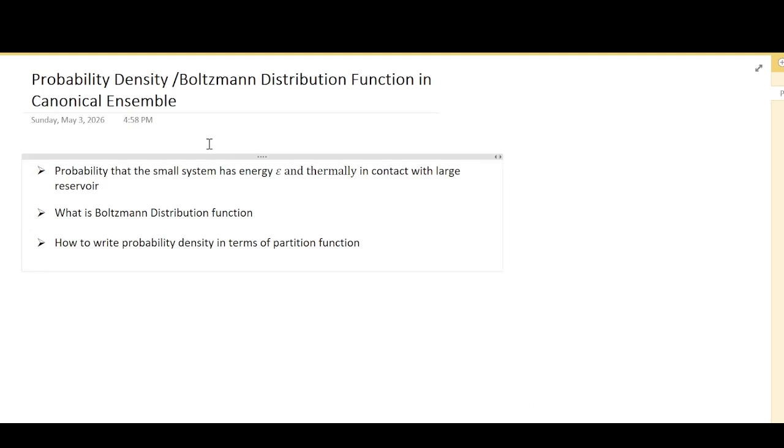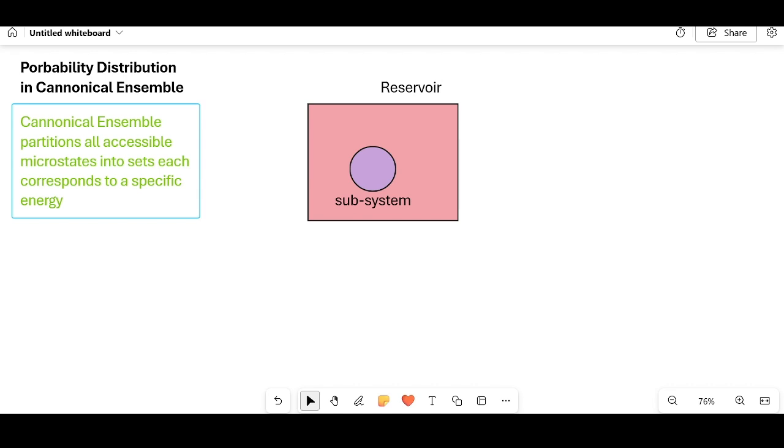Today our topic is probability density or Boltzmann distribution function and canonical ensemble. We will calculate the probability that a small system has energy epsilon which is thermally in contact with a large reservoir. We will also see what is meant by the famous Boltzmann distribution function and how to write probability density in terms of partition function. We are going to calculate probability distribution in canonical ensemble.